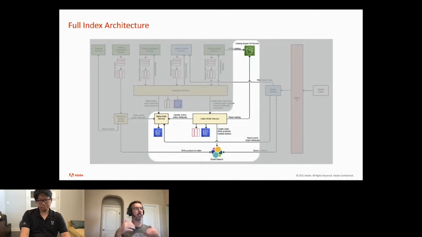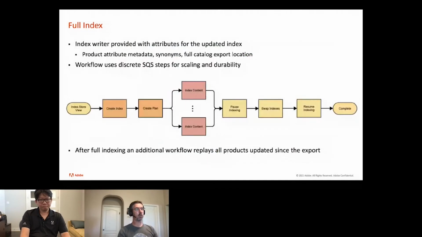What happens then is the dispatcher has determined that our index is out of date. We need to generate a new one. So we make a call out to catalog export. What catalog export will do is, more efficiently than we can, go and make a dump of that store view's catalog to S3. We then take that series of S3 documents and whatever our current product attributes are and our current product synonyms are, and we churn through those to generate a new index. So that's what's happening here. When we create that new index, like I said, we're taking our inputs, which is our product attribute metadata, our synonyms, and that full catalog export, and we're going through these SQS steps to actually generate the new index.